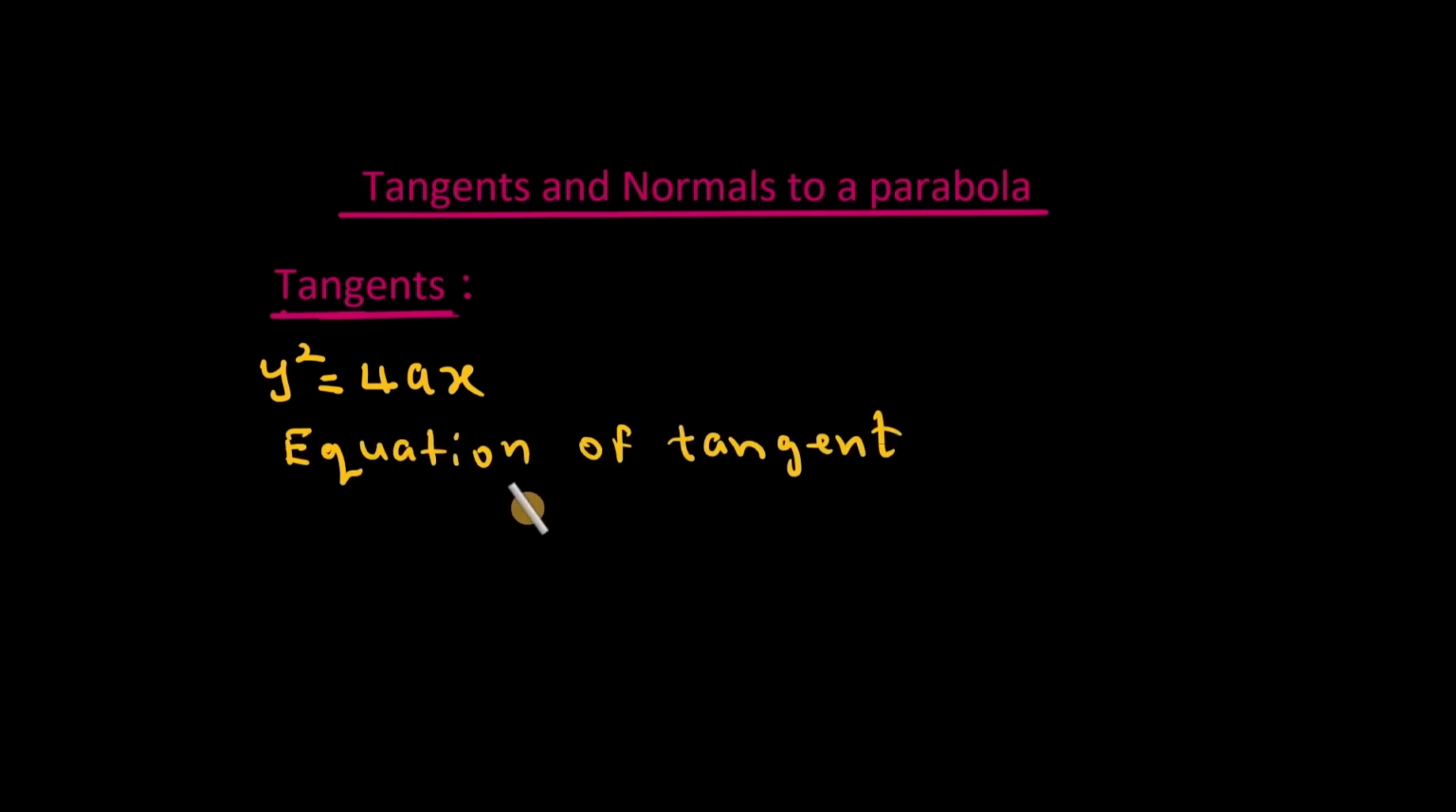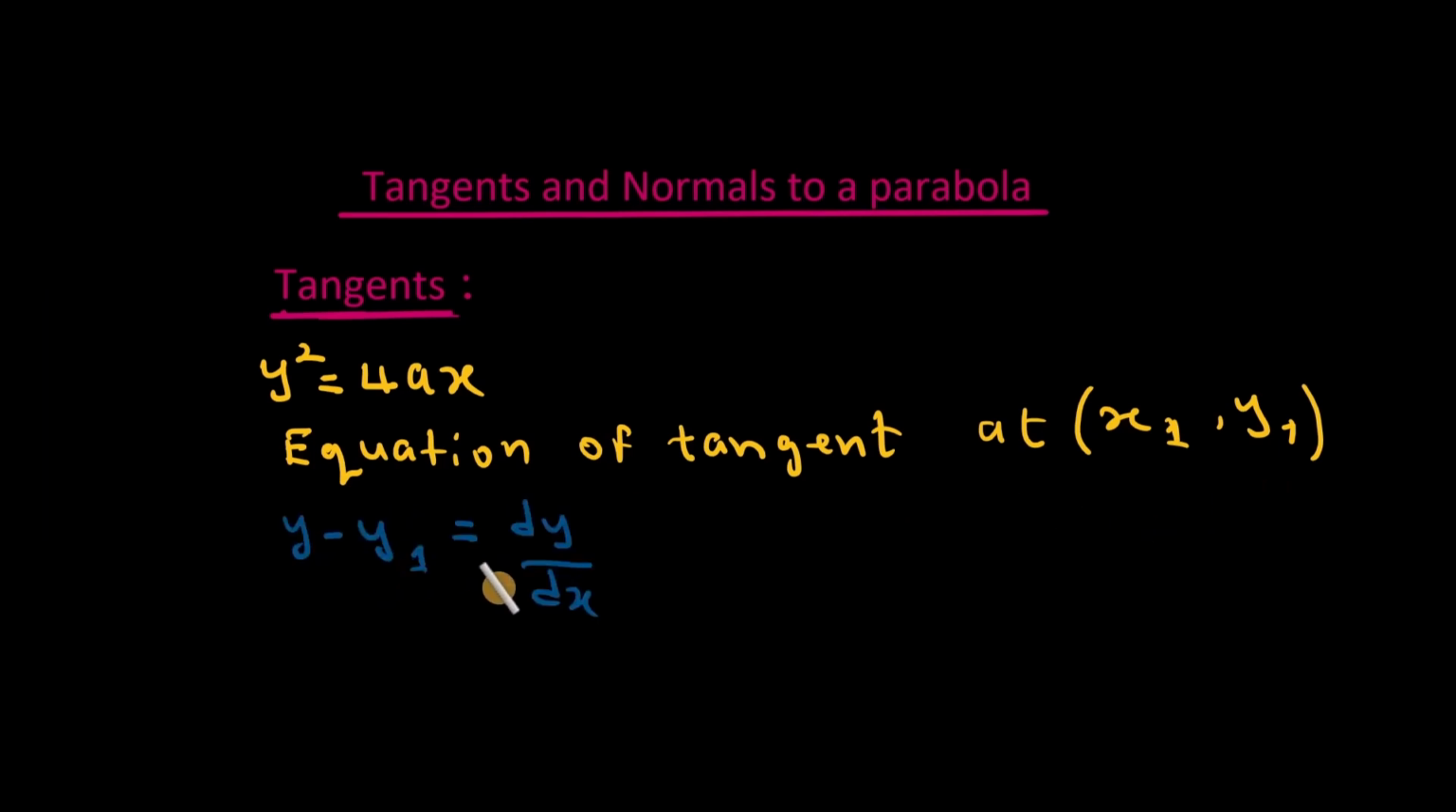Tangents and normals to a parabola. Tangent. Let y squared equals 4ax be the equation of a standard parabola. The equation of the tangent to this parabola at the point (x1, y1) is given by y minus y1 equals dy/dx times (x minus x1), where dy/dx is the gradient of the tangent.